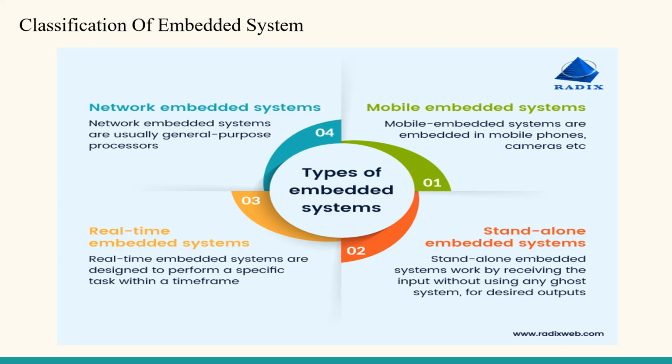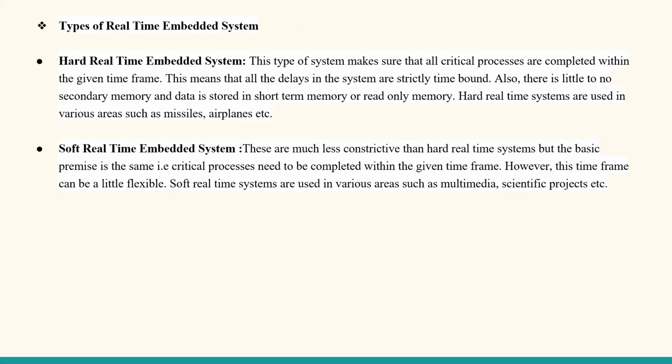Fourth is the real-time embedded system. Real-time embedded systems are designed to perform a specific task within a time frame. This real-time embedded system is further divided into two parts. First is the hard real-time embedded system, which means this type of system makes sure that all the critical processes are completed within the given time frame. This means that all the delays in the system are strictly time bound. Also, there is little to no secondary memory, and data is stored in short-term memory or read-only memory. Second is the soft real-time embedded system. These are much less constrictive than the hard real-time embedded system, but the basic premise is the same.